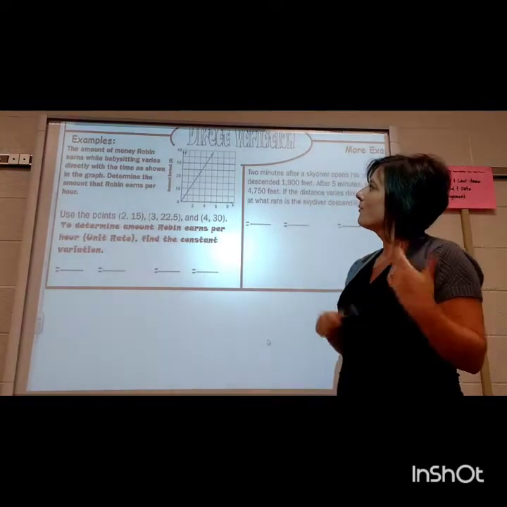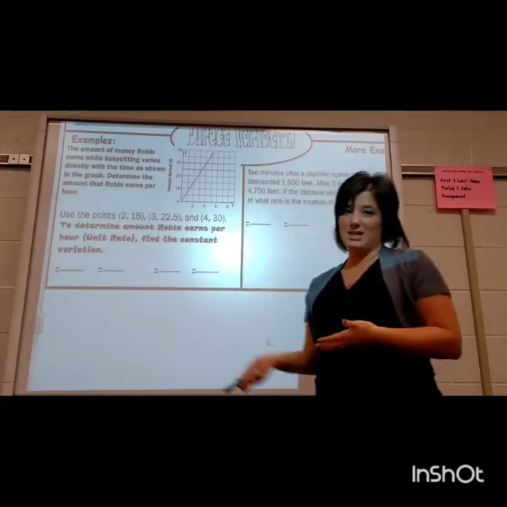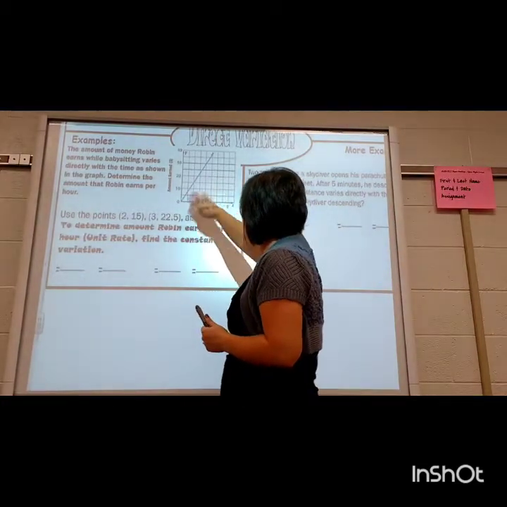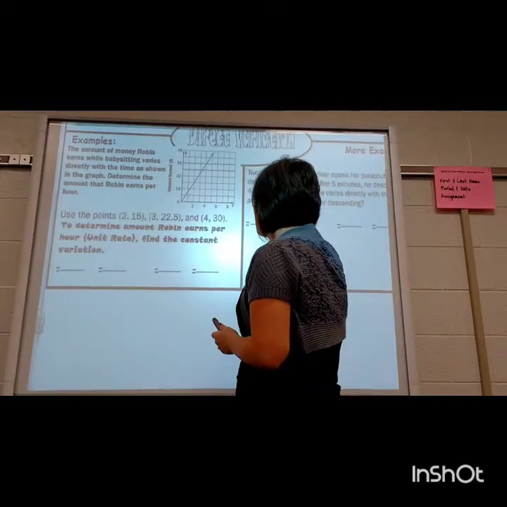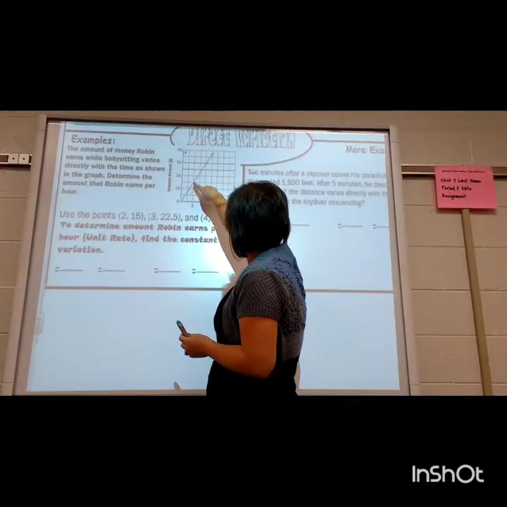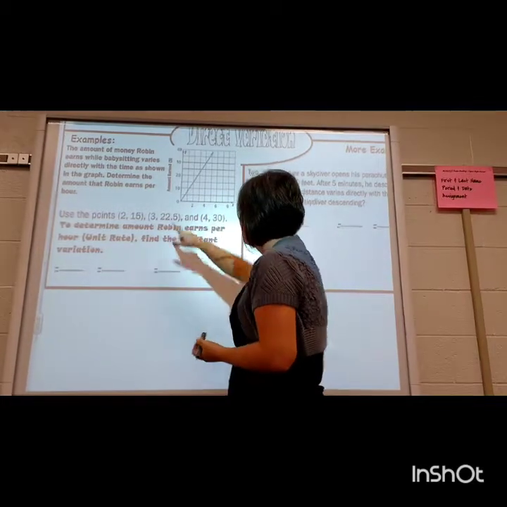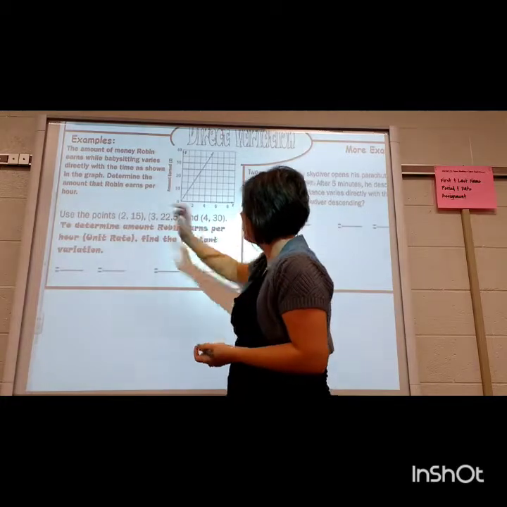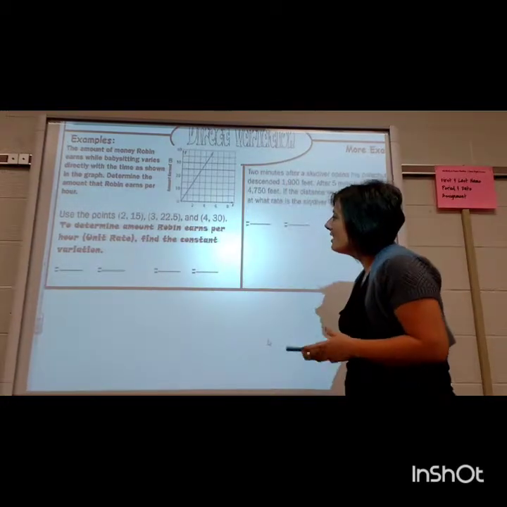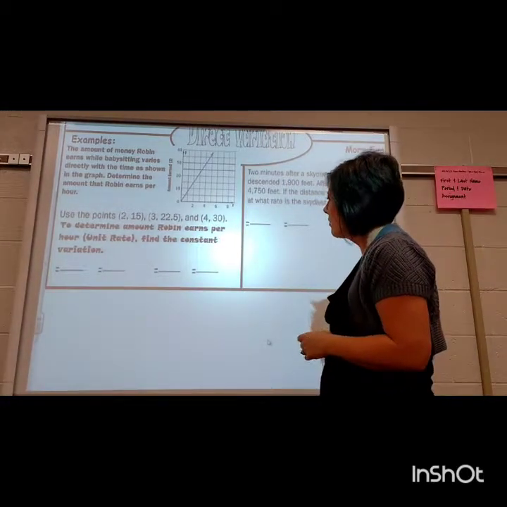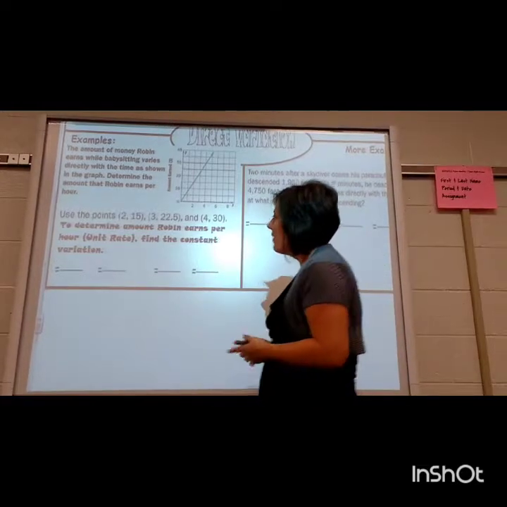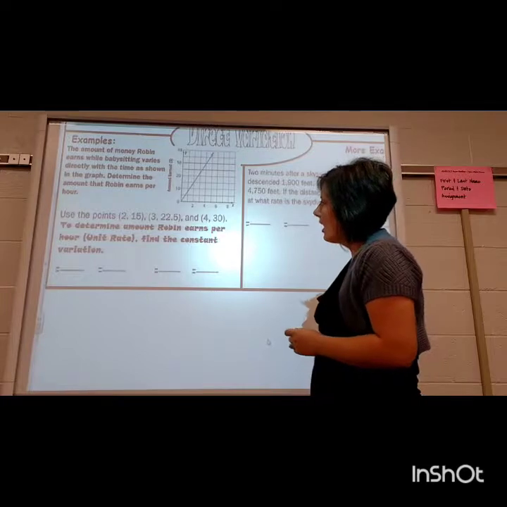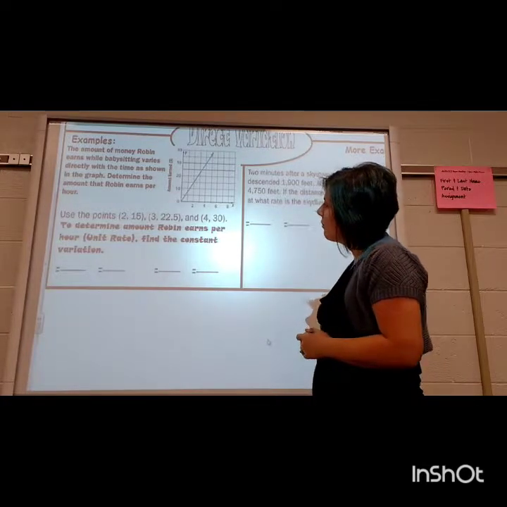So in this case, if Robin babysits 0 hours, she makes $0. We've got these different points on the graph, and it points out to use 215 because that's a clear dot, and 430 because that's a clear dot. There's another one in there. All we need to do is determine the amount that Robin earns per hour, or the unit rate, by finding the constant of variation.